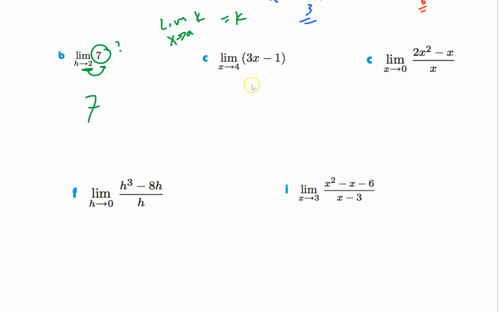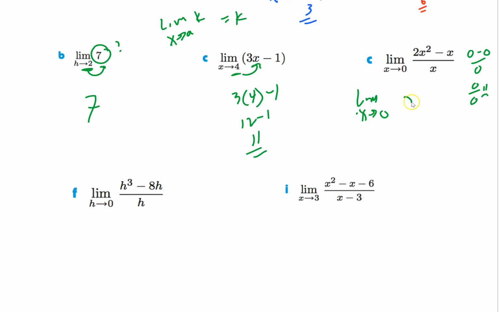Look at here. Limit as x approaches 4. Plug that 4 in. I get 12 minus 1, and 11. Done. C. Plug in 0. You can see already there are issues: 0 minus 0 over 0. 0 over 0. So that means we got to factor. That's the only way we know how to fix it right now. So you can factor out the x on top: 2x minus 1 over x. These cancel. And now you can plug your 0 in. 2 times 0 minus 1. Negative 1.